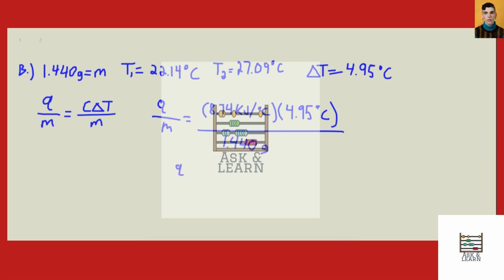So that means Q over M is going to be equal to this equation, 8.74 times 4.95 divided by 1.44. So Q over M in this case is going to be 30.04 kilojoules per gram.